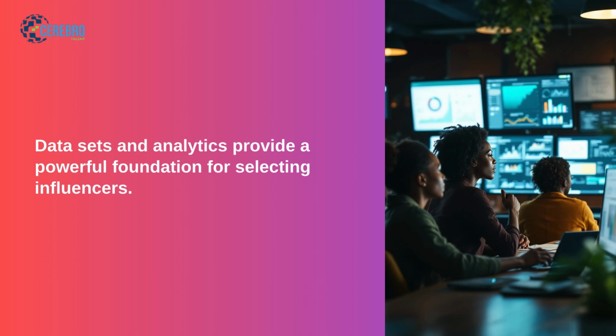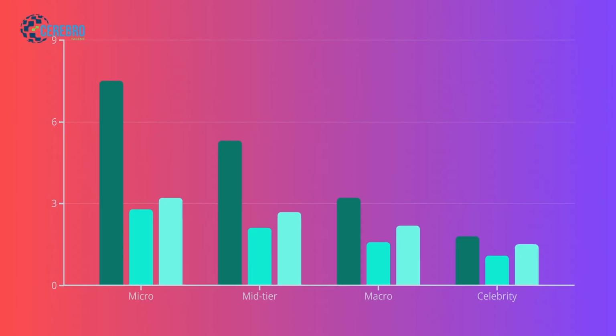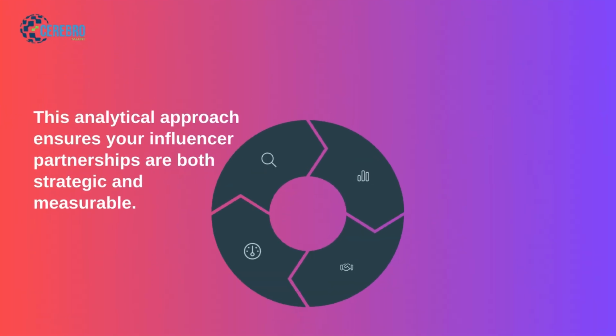This scene emphasizes that beyond numbers, the quality of an influencer's connection with their audience is what truly drives meaningful results. Datasets and analytics provide a powerful foundation for selecting influencers. In this segment, we dive into sample datasets that showcase audience demographics, engagement metrics, and content performance. You'll see charts and diagrams that break down this data into actionable insights. By learning how to interpret these numbers, you can objectively compare influencers and choose those who best align with your brand goals. This analytical approach ensures your influencer partnerships are both strategic and measurable.